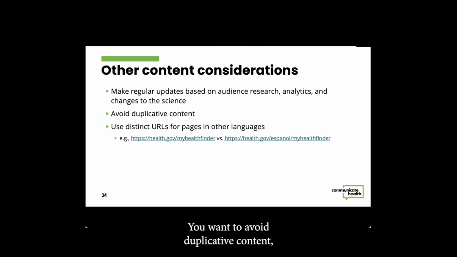We want to avoid duplicative content, so don't reuse content across multiple pages, and don't copy existing content from peer or competitor pages either. And you want to use distinct URLs for pages in different languages. So for example, the Office of Disease Prevention and Health Promotion, ODPHP, they have a tool called MyHealthfinder that has a unique set of URLs for all of their Spanish content that is separate from their English language content. And we have an example here below where you can see that they have their distinct URLs.